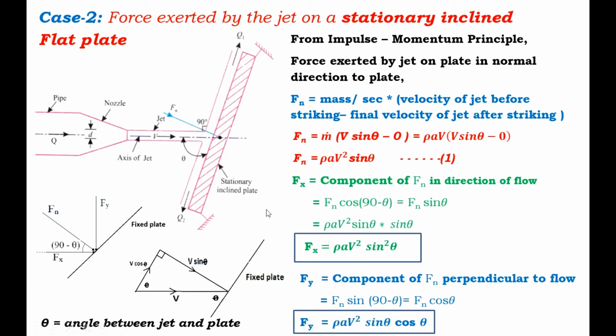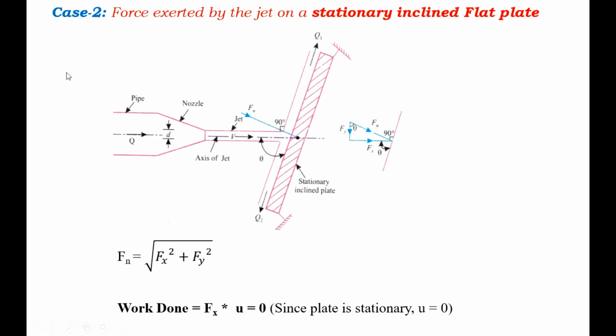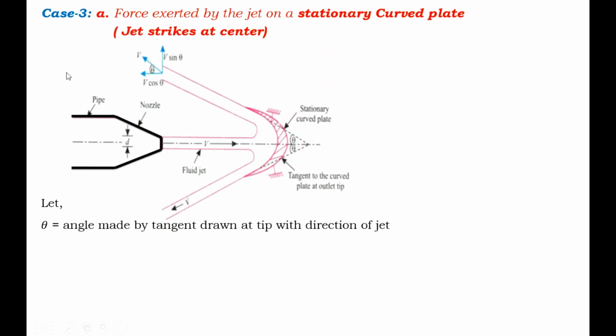Now consider the third case. In case of curved plates, we again have three cases. The first case is the force exerted by a jet on a stationary curved plate, and in that case the jet is striking at the center of the curved plate, and the jet is symmetric about the x-axis. The jet after striking the plate comes out with the same velocity in the tangential direction of the curved plate if the plate is smooth and there is no loss of energy due to impact of the jet.